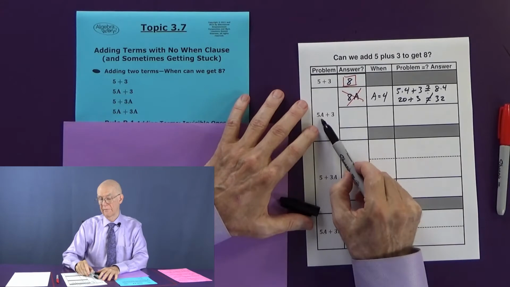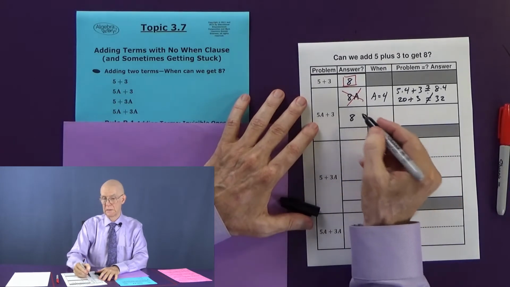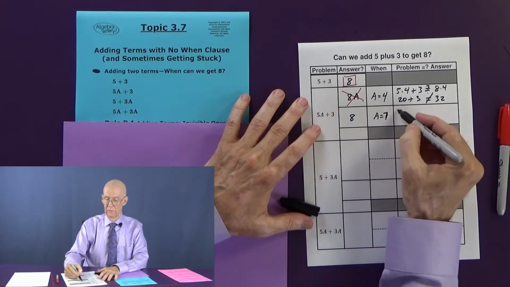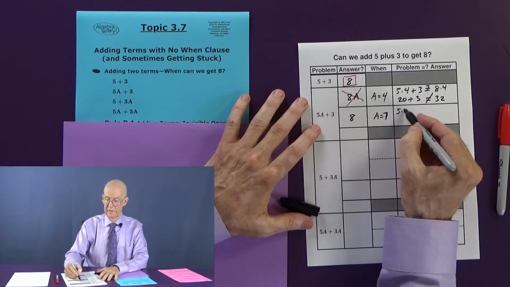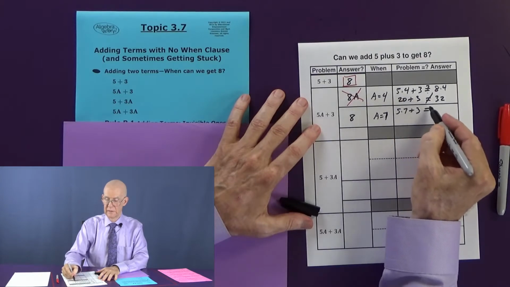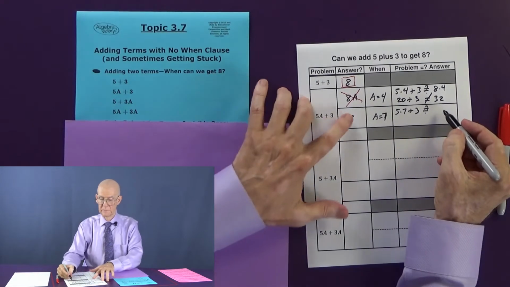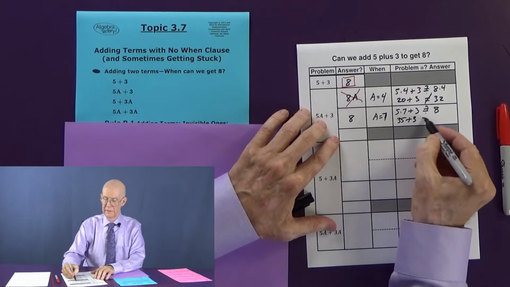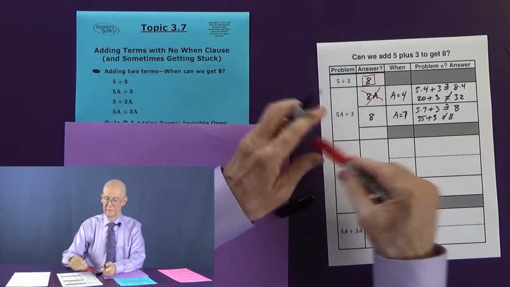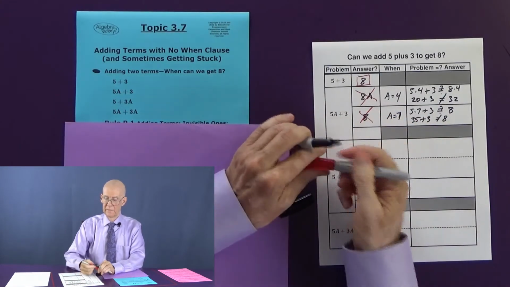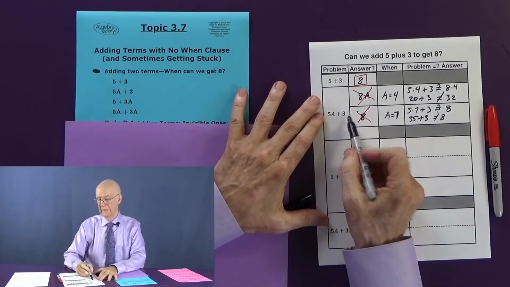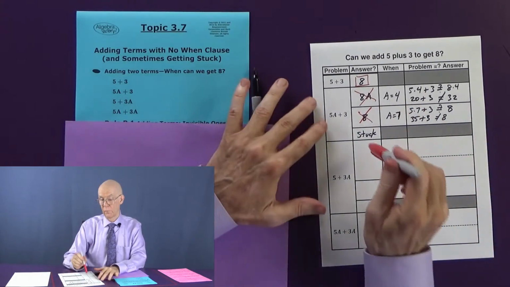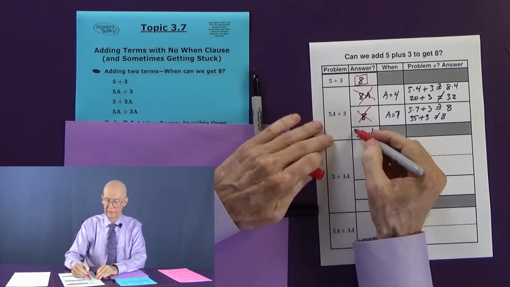Can't add them. Well, what about 5a plus 3? Maybe it's just 8. Let's try that. Let's try it when a equals 7. So, putting the 7 in here, that's 5 times 7 plus 3 equals, with a question mark, just 8. There's no a there. Well, this is 35 plus 3 equals 8. No way. This fails. They both fail because this has an a and that doesn't. The answer is stuck. And when I give you a problem like this, I literally want you to write stuck down for the answer.